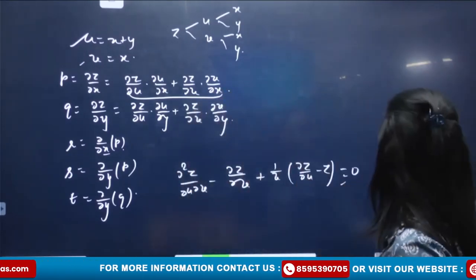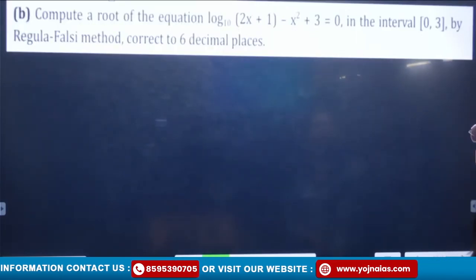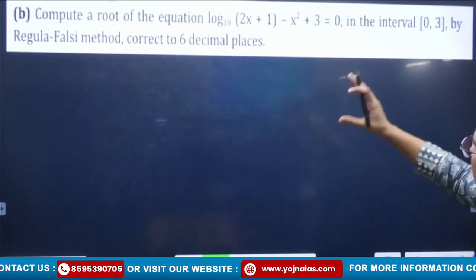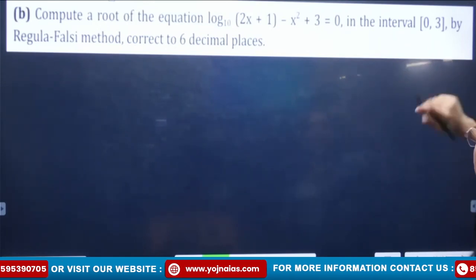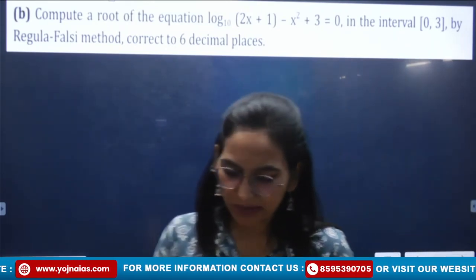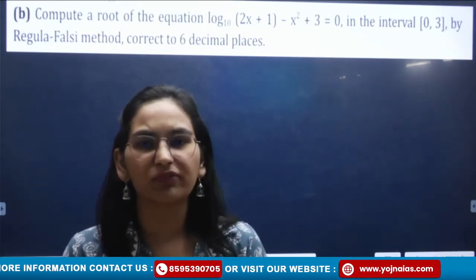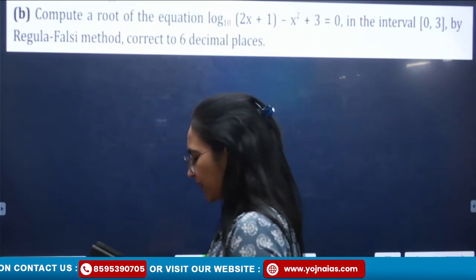And the next question is: compute a root of the equation log of this function, the given function, in the interval 0 to 3 by the regula falsi method, correct to 6 decimal places. Up to 6 decimal places we require this calculation using the regula falsi method. What is the regula falsi method?